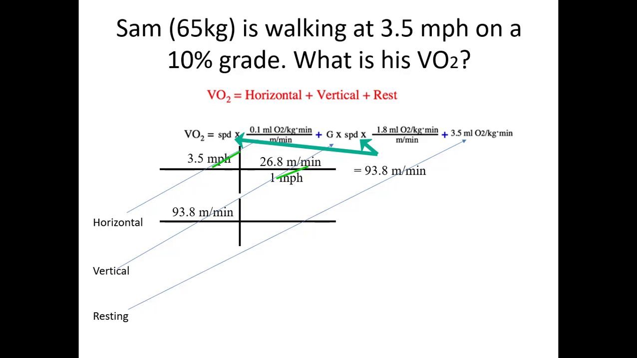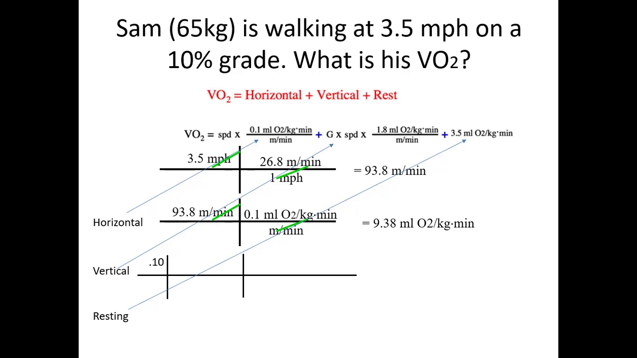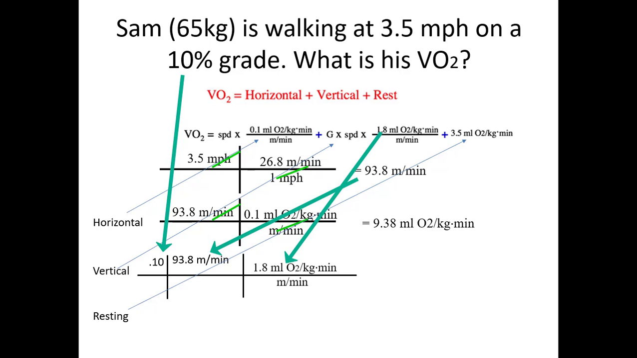So we put 93.8 meters per minute, and the constant 0.1, right? That number is 9.38 milliliters per kilogram per minute. How about the vertical part with incline, with grade? Here we have a 10% grade. The decimal number is 0.1, and the speed we already calculated is 93.8, and the constant is 1.8. The result is 16.88 milliliters per kilogram per minute.